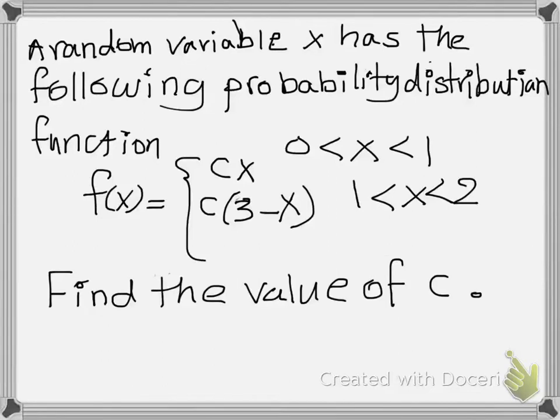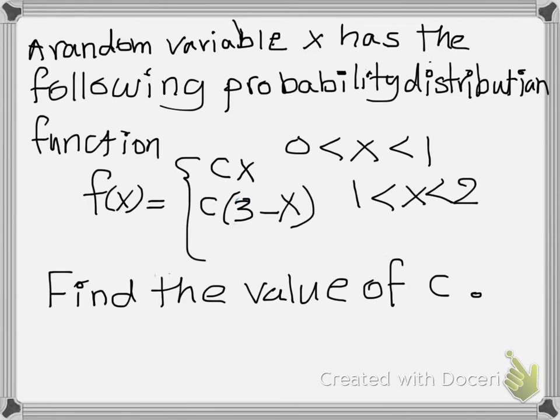Dear student, in this video I'm going to talk about continuous random variable x, which has the following probability distribution function. Let's suppose you have the function f(x), which is a probability distribution function. It has two pieces. When x lies between 0 and 1, it is cx, and when x lies between 1 and 2, it is c(3 minus x).